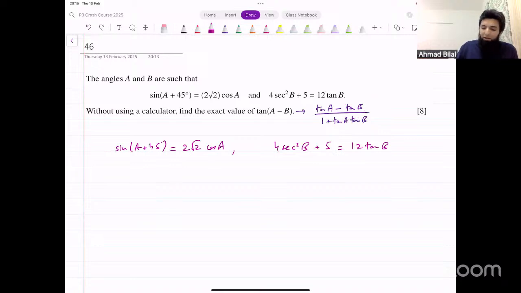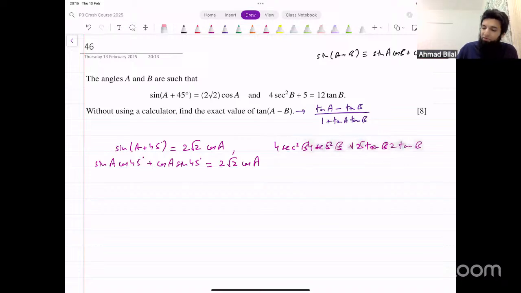Okay. Let's start with the first one. This is a compound angle. This is a single angle. We would have to, first of all, expand this: sine of (A plus 45). What does that become? Using the compound angle identity for sine, sine of (A plus B) is identical to sine A cos B plus cos A sine B. It's written in the formula sheet as well. Sine A cos 45 plus cos A sine 45 equals 2 root 2 cos A. Okay, that's what we get when we simplify that.